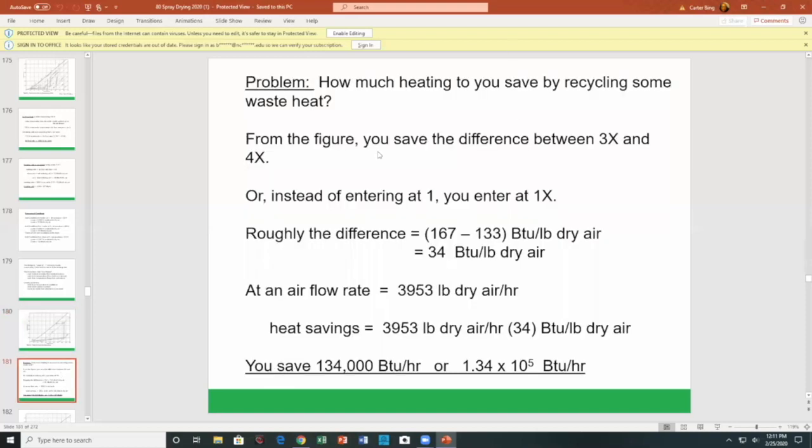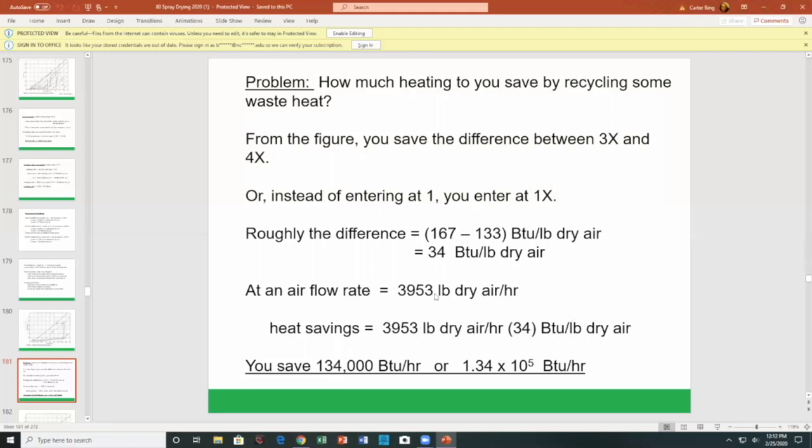How much you save, I picked off X, X4. Entering at 1, excuse me, you're entering at 1, now you're entering at 1X. Save about 34 BTUs per pound of dry air.